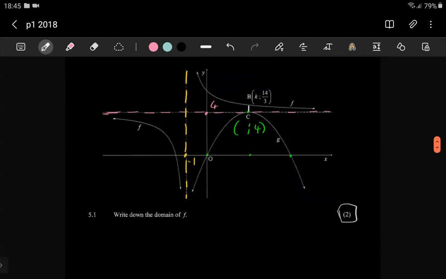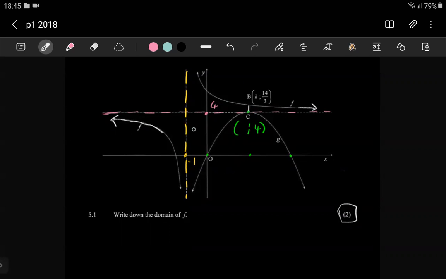Now, if you look at the way the curve is behaving, going to the far left, it's going to go everywhere. Going to the far right, it's also going to go everywhere. As you can see how these curves are behaving, they are all approaching -1, but never touching -1.